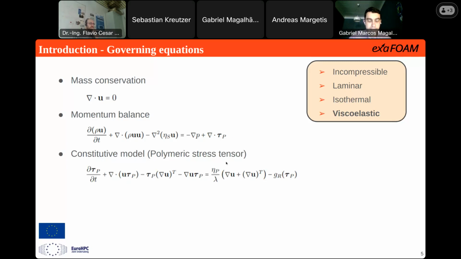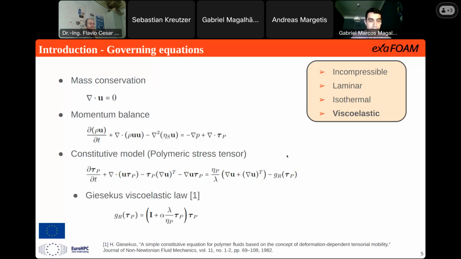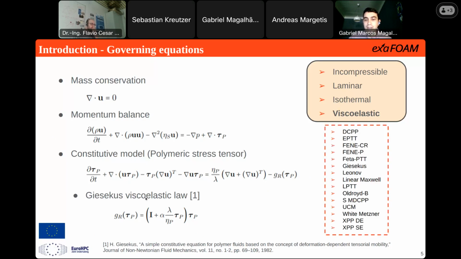The constitutive model is modeled by this equation. And here in the constitutive model, we have a relaxation function. To model the relaxation function, we need to add a viscoelastic law. Here, I'm presenting the form of the Giesekus, an extensively used viscoelastic law. But in foam-extend, we have a lot of possibilities of rheological models for viscoelastic fluids.